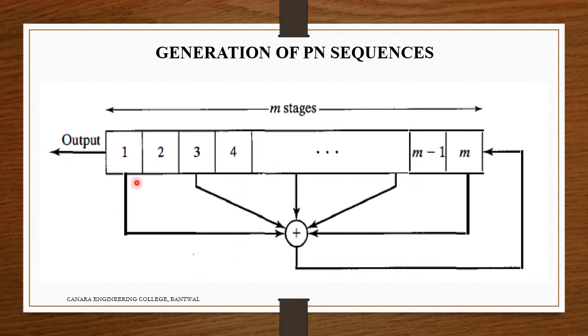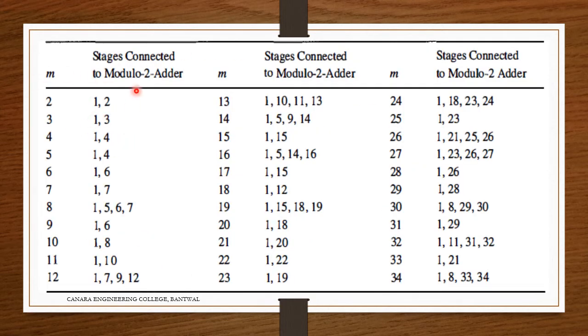It will have stages 1, 2, 3, depending on the n stages, and it will be generated here. And this is the modulus that will be added and given to the output. Before getting into that, how many stages will there be and how many modulus are to be connected? For example, if m is equal to 2, stages 1 and 2 have to be connected to the modulo 2 adder. If m is equal to 3 stages, then 1 and 3 have to be connected to the modulo 2 adder. Like that, 4, 5, 6, 7, 8 up till 34 have been counted here.